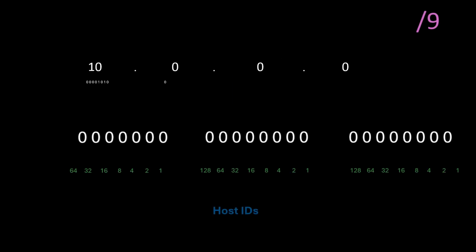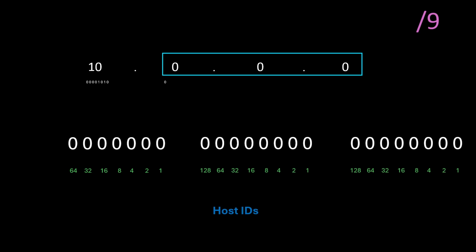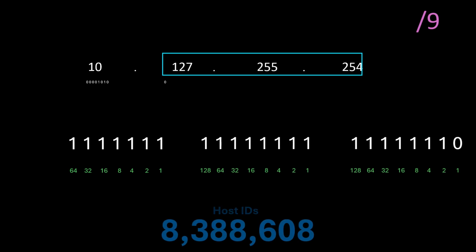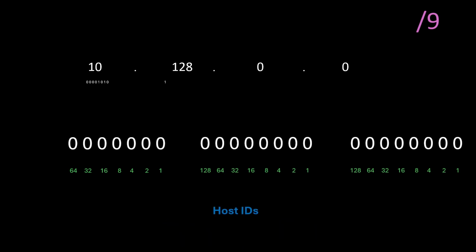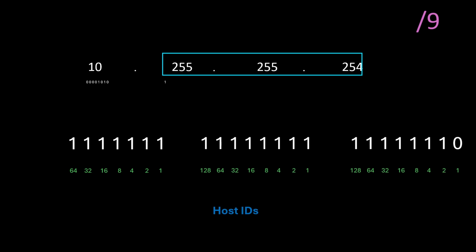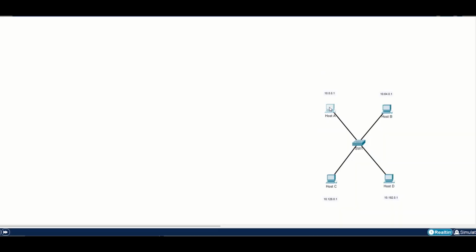Let's take a look at the host portions of the network. With one less bit, the number of unique values we can create has been reduced. For the 10.0 network, these values range from 0.0.1 to 127.255.254. This allows for approximately 8 million unique values compared to the 16 million before. For the 10.128 network, the unique values are 128.0.1 through 255.255.254. With the borrowed bit, our CIDR, which represents the number of bits used to represent the network ID value, has changed from 8 to 9.